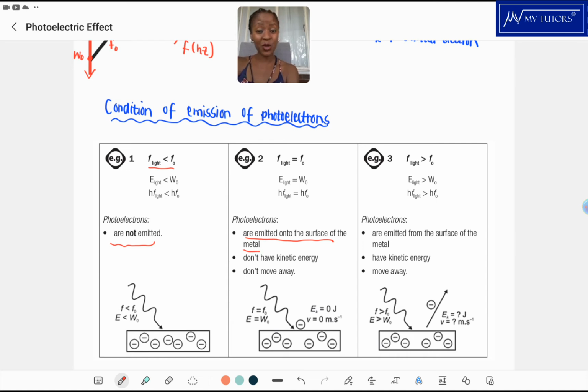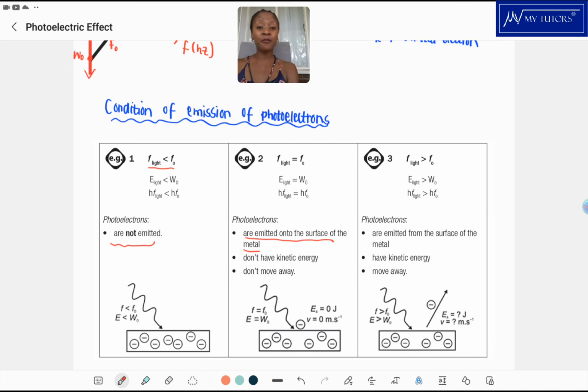Then the third case, where you have the frequency of the light higher than the threshold frequency and the energy of the light higher than the work function. So in this case, the photoelectrons now, not only are they ejected, but they are now emitted from the surface. Not only are they ejected or emitted from the surface, but they start moving. They have kinetic energy. They can go and now work and do what? Produce electricity or generate electricity. So that's basically what happens.